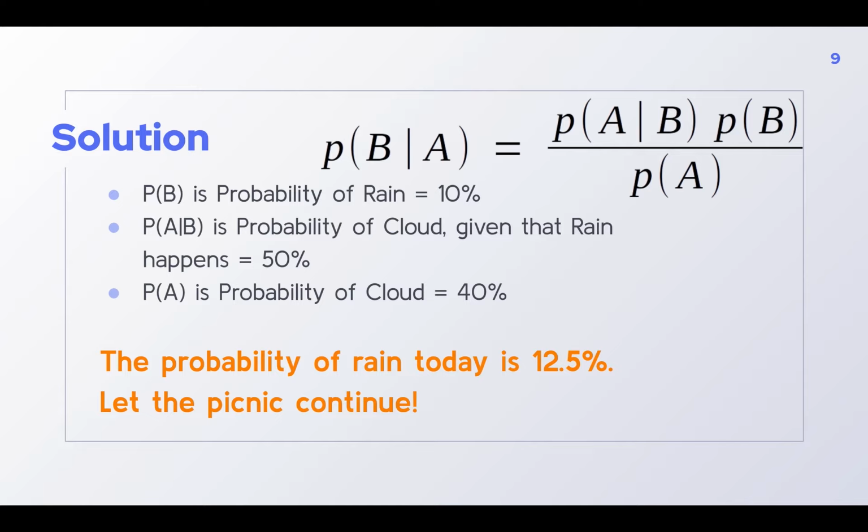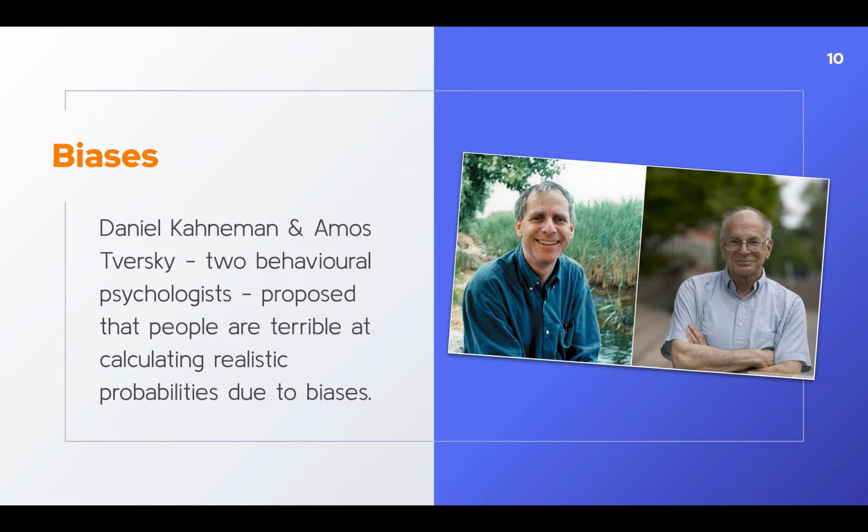And so this is probably going to be one of those days where the clouds clear. So that's a Bayesian or conditional probability. Sometimes I like the idea of how people think. So Daniel Kahneman and Amos Tversky. Kahneman won a Nobel Prize; Tversky had already passed away. Kahneman also wrote a book called Thinking, Fast and Slow. He proposed that people are terrible at calculating realistic probabilities.